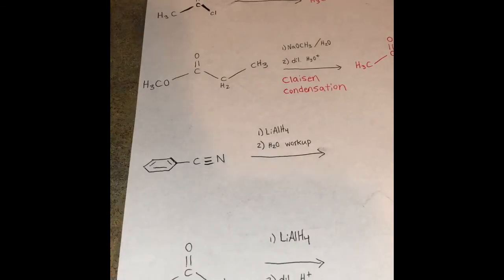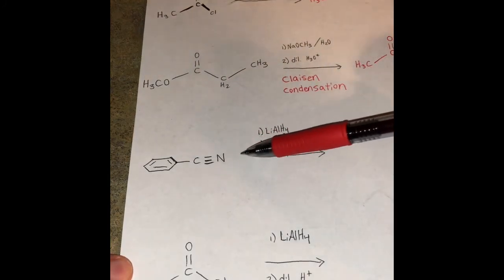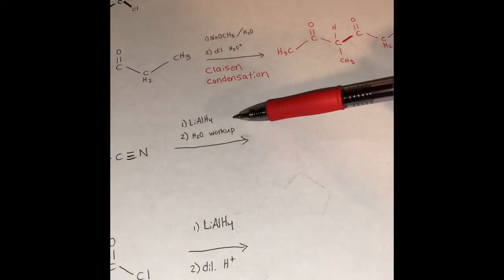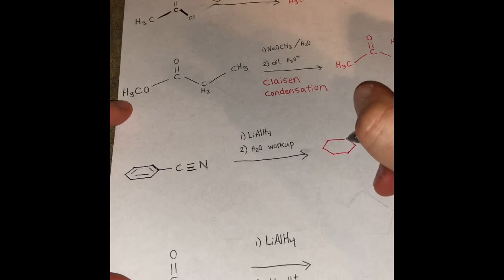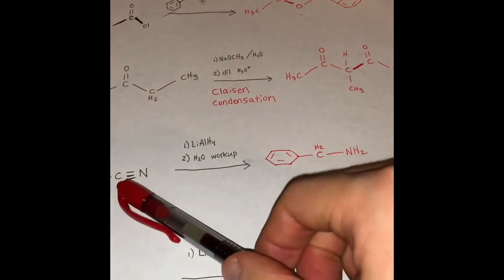Now in this next problem, we have a benzene ring with a C triple bonded to an N. So let's put in LiAlH4 with a water workup. And what we get is this product. So as you can see, all we did here was we reduced our C triple bond N down to just an alkane form, CH2, NH2.